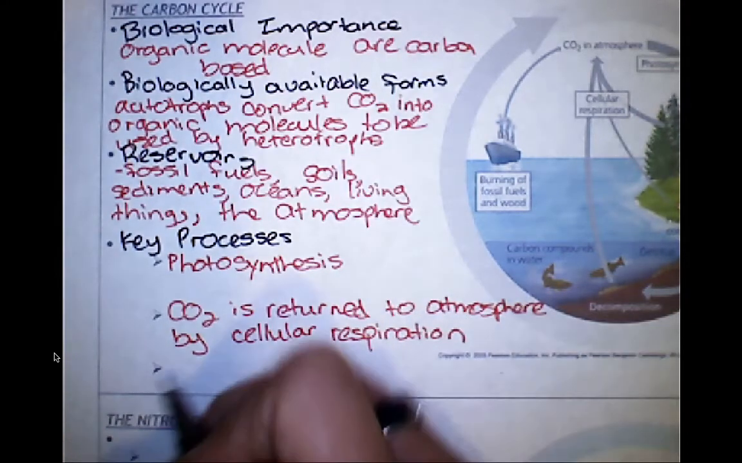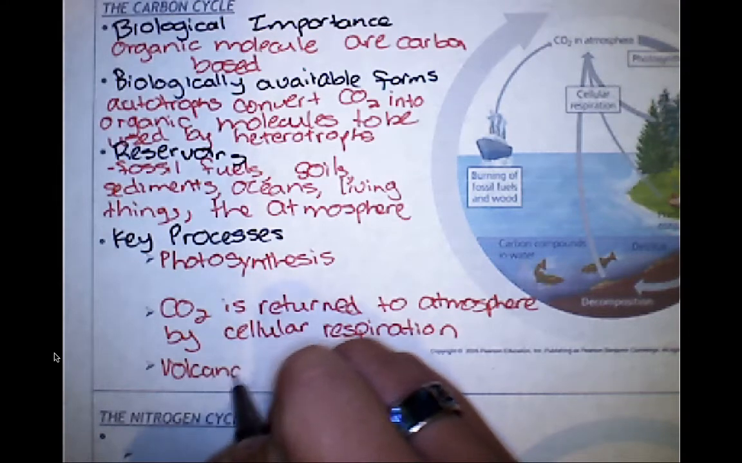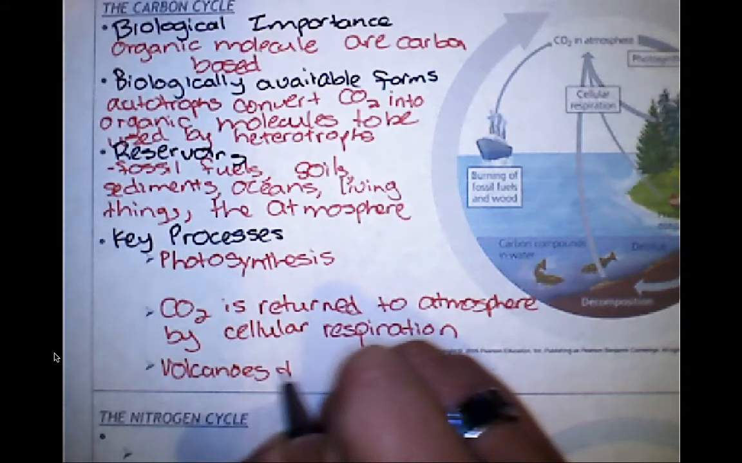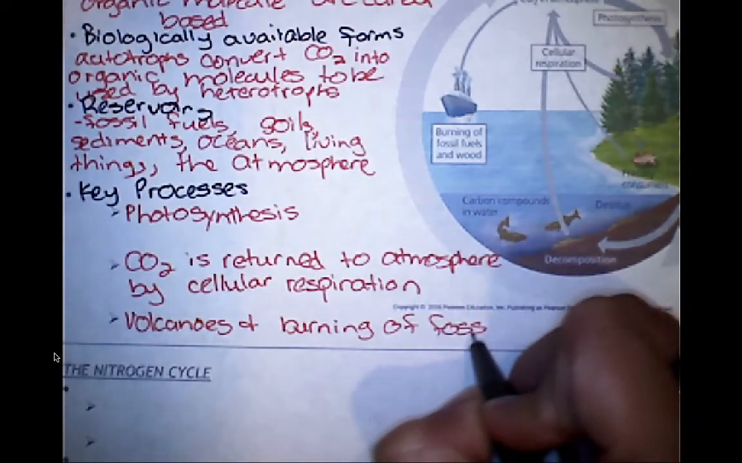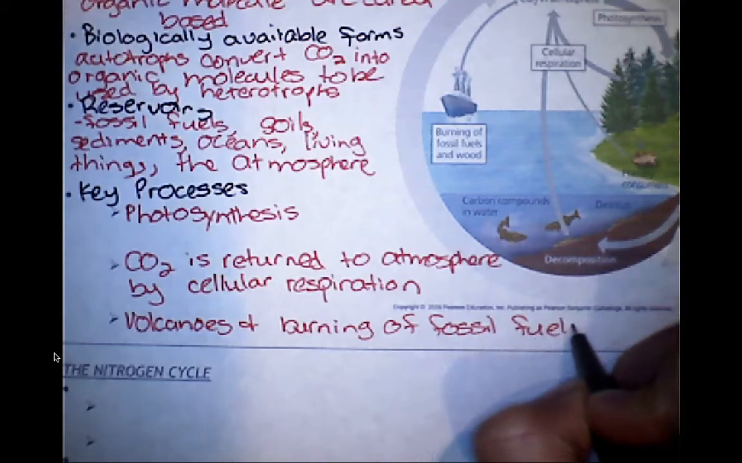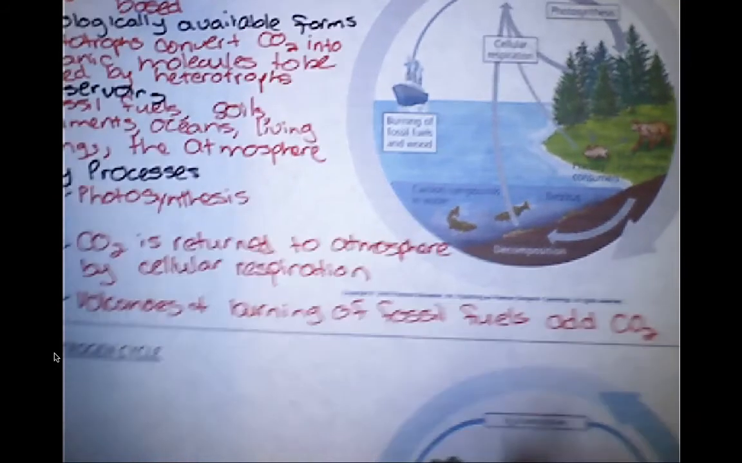Okay. And then also volcanoes and vents and things like that, and burning of fossil fuels. This is where we kind of mess with the carbon cycle. Add CO2 to that, back to the atmosphere.